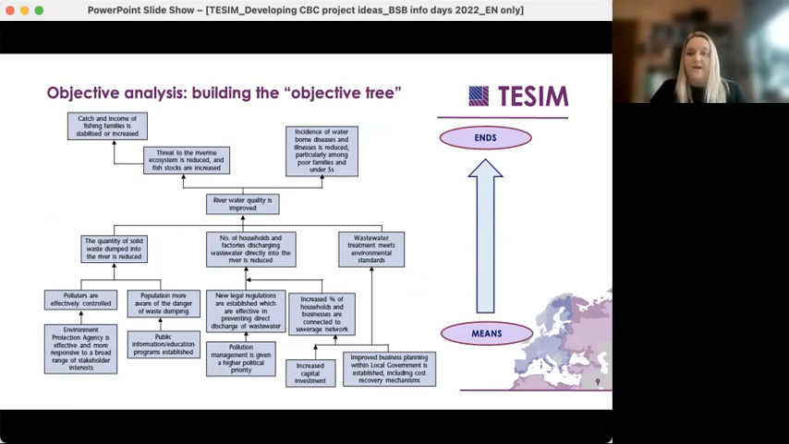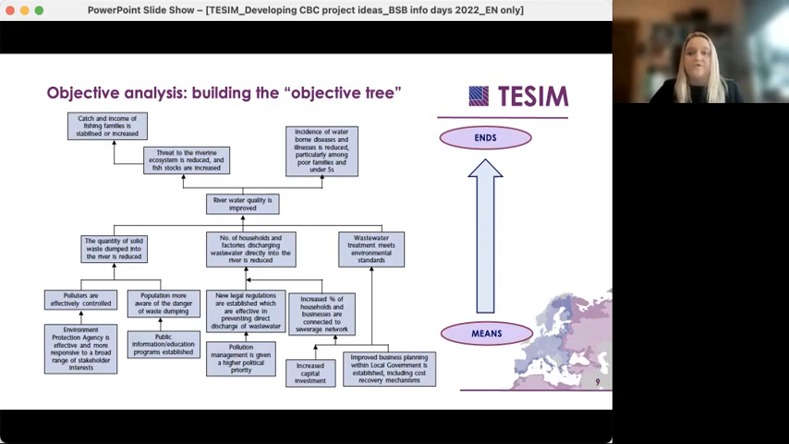And in the problem tree, there was the problem in the middle, stating the deteriorating water quality in the river. And now we change it to the positive, to the objective, which is river water quality is improved. And we do so with all the other problems that we formulated previously. So if we had the problem formulated as population not aware of the danger of waste dumping, now it becomes population more aware of the danger of the waste dumping.